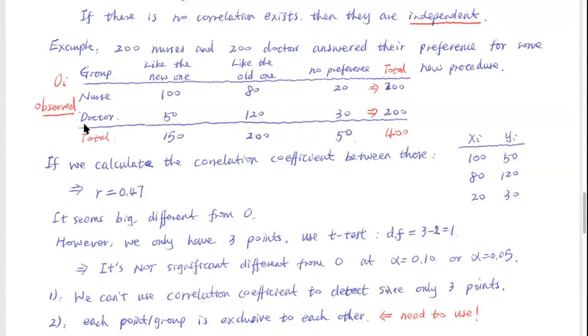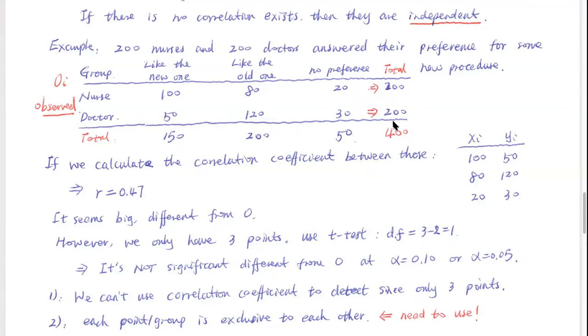Out of the 200 doctors, we got the feedback: 50 like the new one, and 120 like the old one. 30 have no preference. So that's the output coming from the 200 doctors. And then for the nurses, similarly, we got the feedback: 100 like the new one, 80 like the old one, 20 no preference. Adding them together, 200.